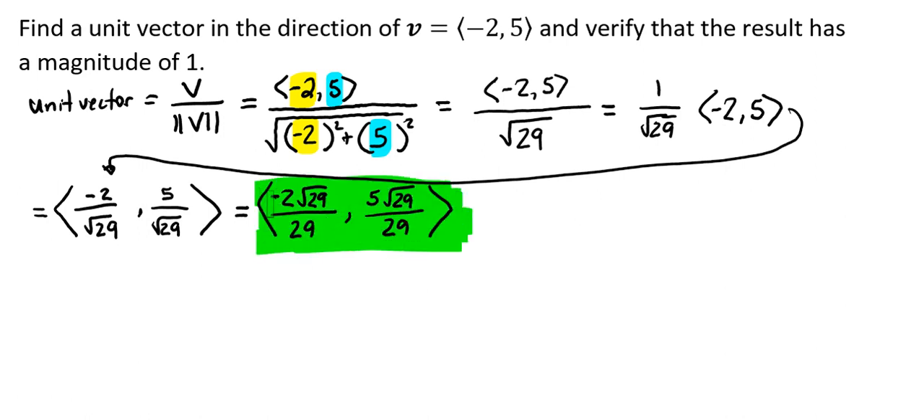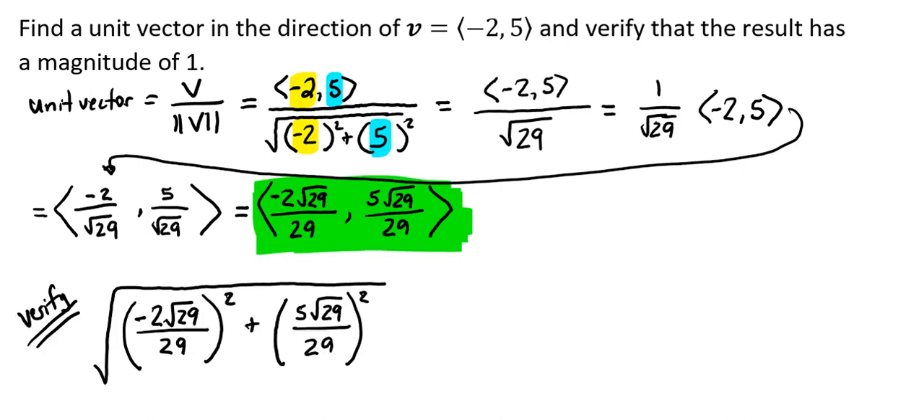But we want to verify that it has a magnitude of 1. So we're going to take those components and put them into the distance formula. All right, so we've got -2 times the square root of 29, all divided by 29, quantity squared, plus 5 times the square root of 29, all divided by 29, quantity squared. And we're going to go ahead and plug that into our calculator. You can either plug the whole thing in, or you can do it piece by piece. Either way, we're going to get a 1.